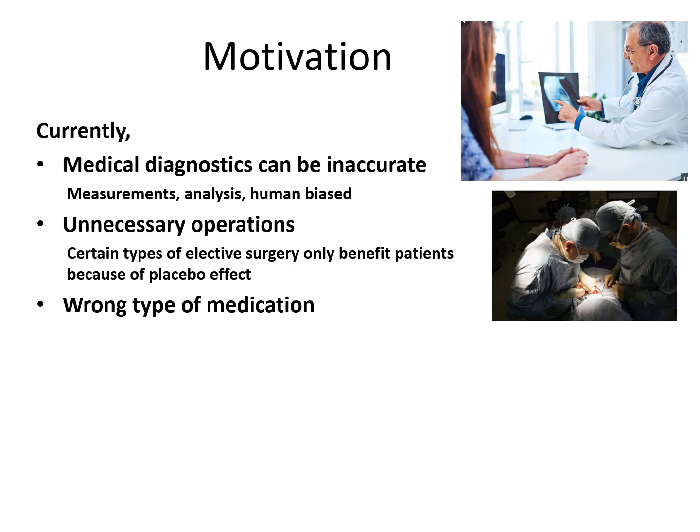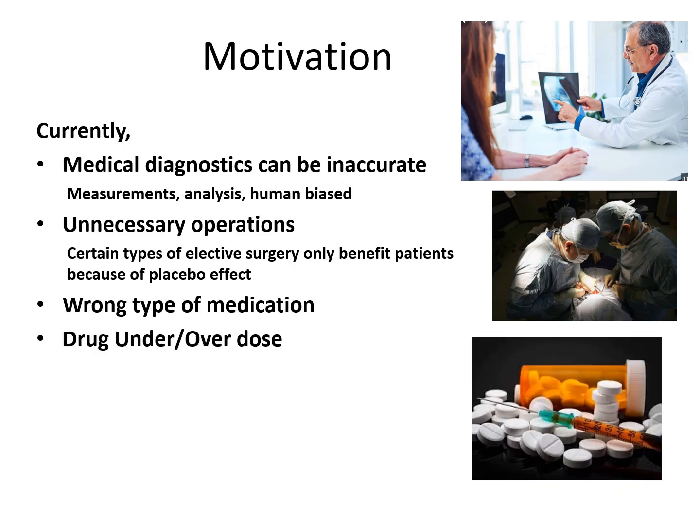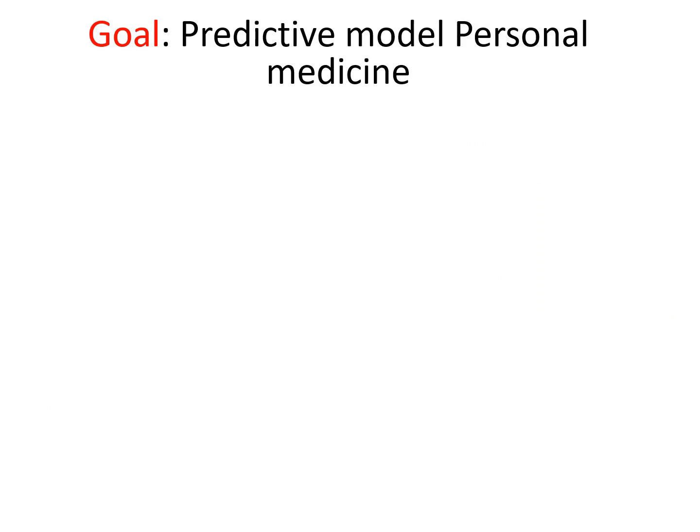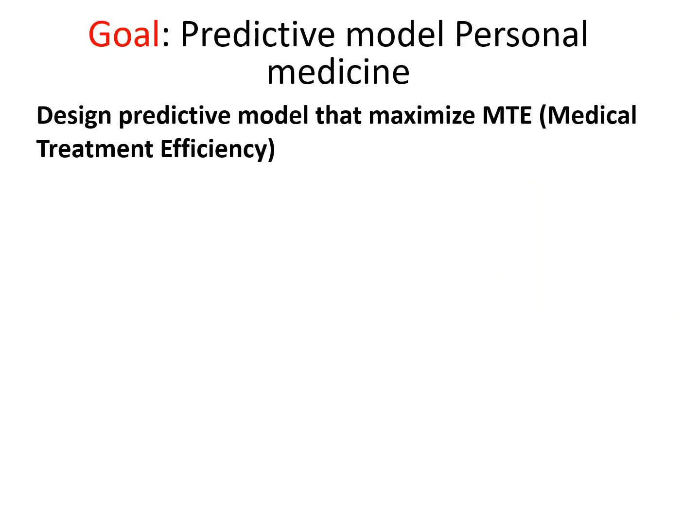It can lead to the wrong type of medication, and it also sometimes leads to negative effects of under or overdose of the drugs. All this decreases medical treatment efficiency, and we need to find a way to enhance medical treatment efficiency. The goal of this talk is to design a predictive model for personal medicine to maximize the medical treatment efficiency.